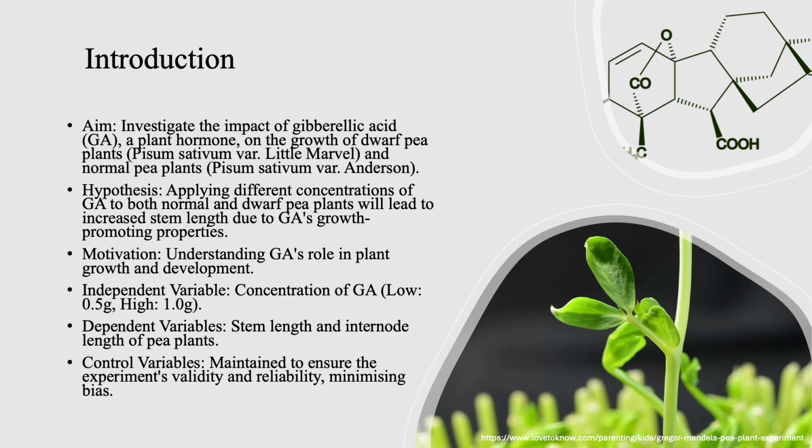For the experiment, our manipulated independent variable was the concentration of GA. We used two different concentrations: low gibberellic acid, which is 0.5 gram, and high gibberellic acid, which is 1.0 gram. The dependent variable was stem length and internode length for both normal and dwarf pea plants. Other control variables were also implemented to ensure the validity and reliability of the results, and we also worked on reducing bias in the experiment.